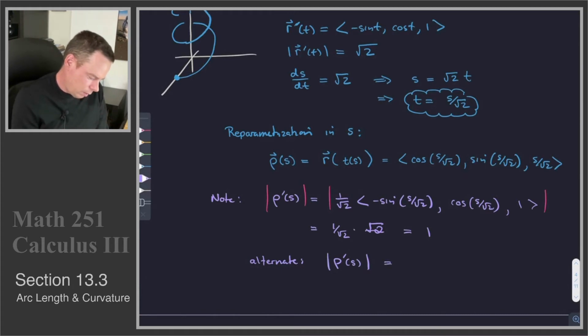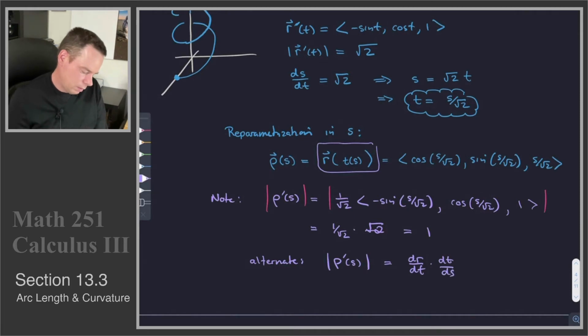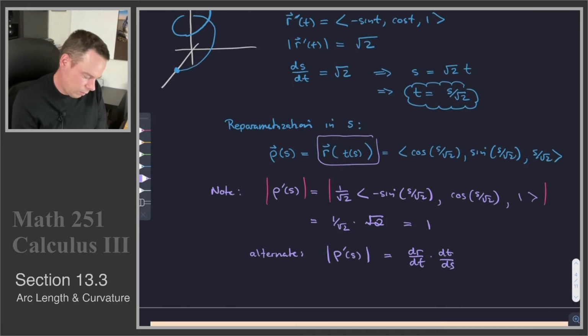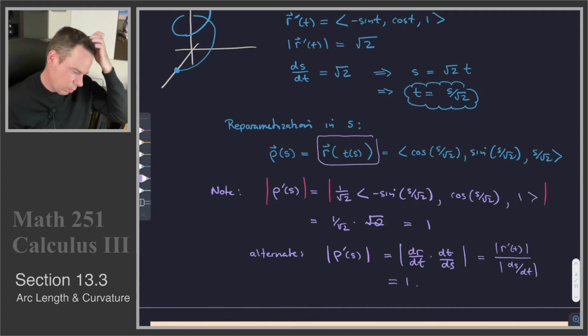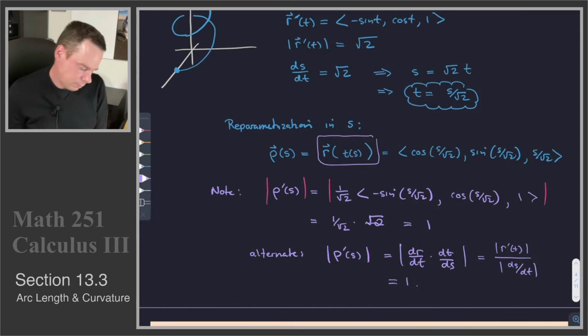Well, I look over here and I see it's a composition of two functions. So it's dr dt times dt ds. That's the chain rule for that derivative. And again, I have magnitudes around it because I'm taking magnitudes of these things. So this is the magnitude of r prime of t, that's what dr dt is, and I've got dt ds. Well, that's just the reciprocal of ds dt. Oh, but the top and the bottom are exactly the same quantity. So this is 1.